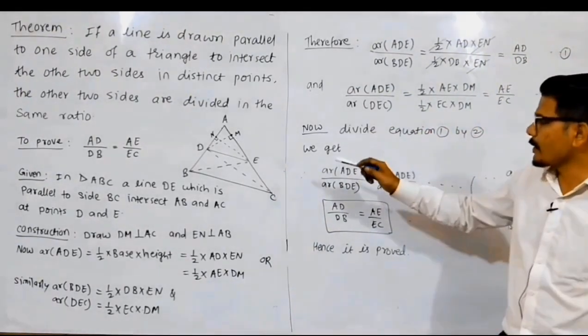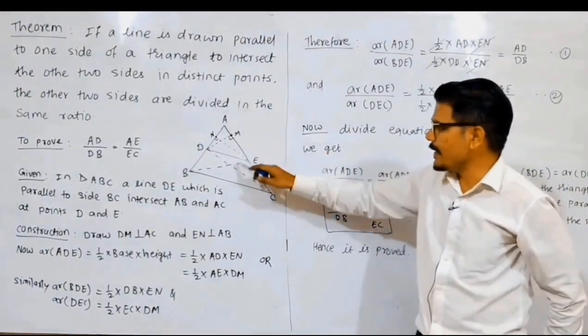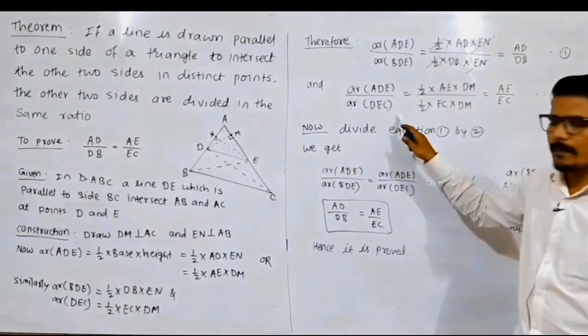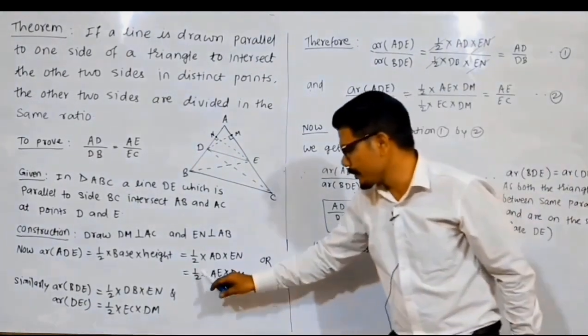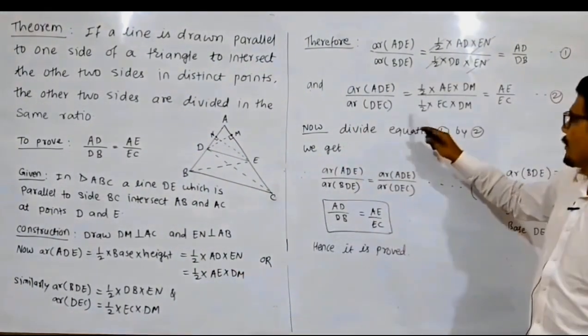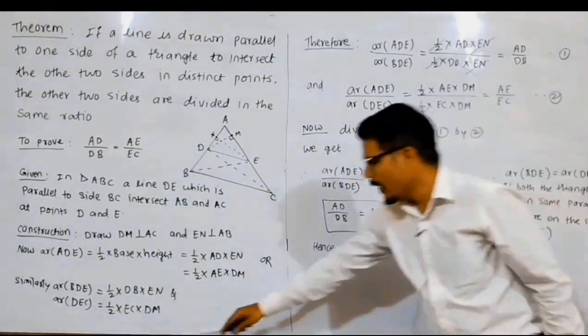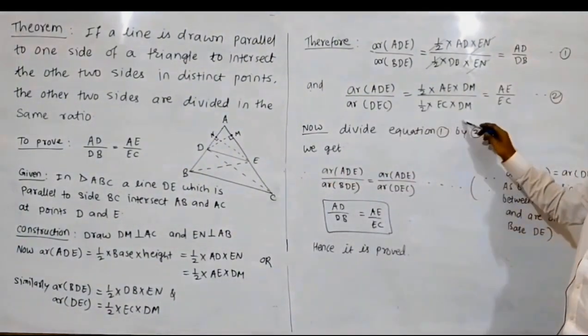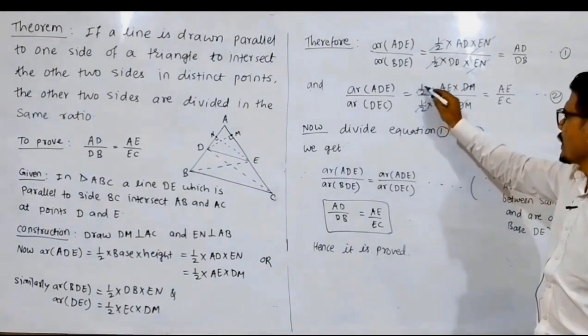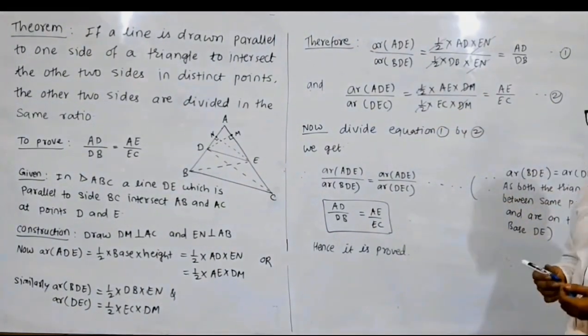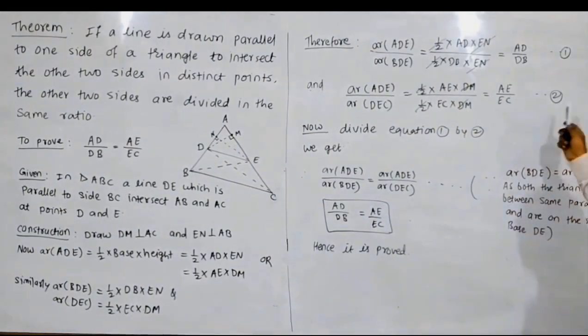Next, take the ratio of triangle ADE with the triangle DEC. Half into AE into DM for this, and half into EC into DM for this. Again, cancel out the terms which are getting cancelled: DM getting cancelled, half getting cancelled. The quotient would be AE upon EC. This is equation number 2.